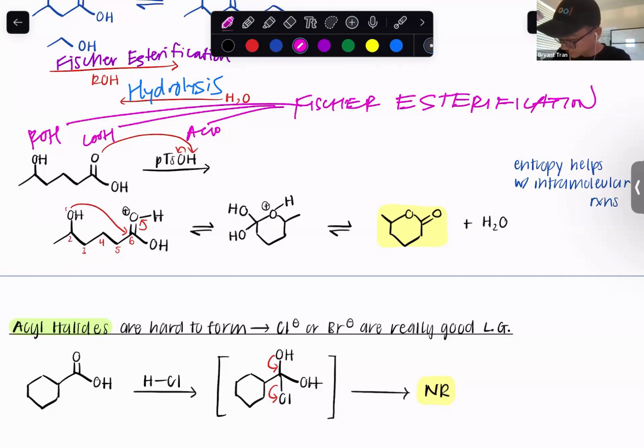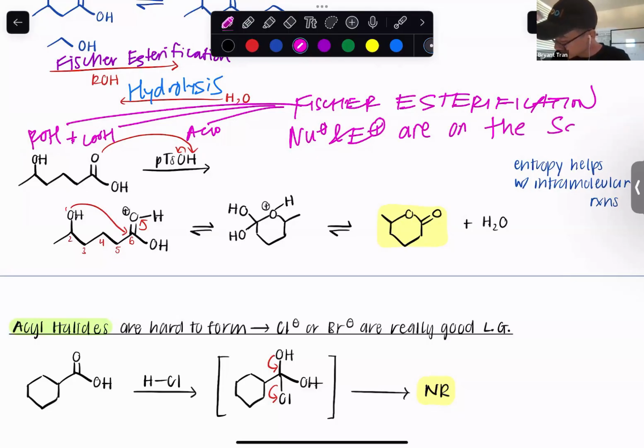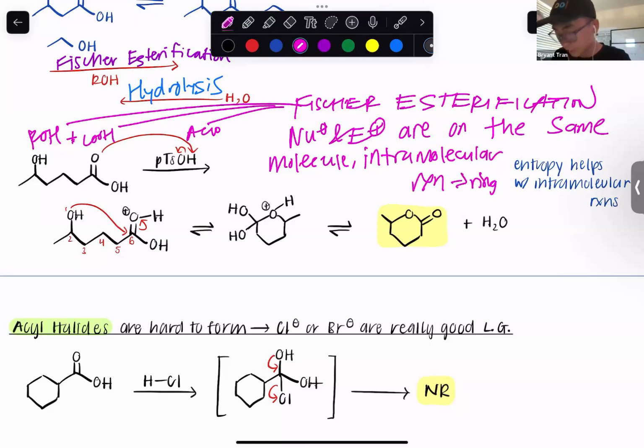But because the carboxylic acid and alcohol are in the same molecule, where that means the nucleophile and electrophile are on the same molecule, an intramolecular reaction is going to happen where you're going to form a ring, right, or a cyclic structure. So let's go over the mechanism here.